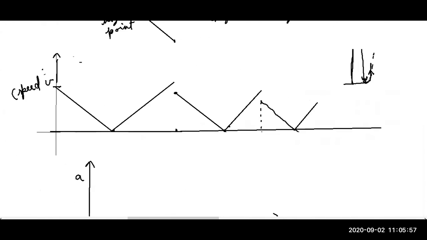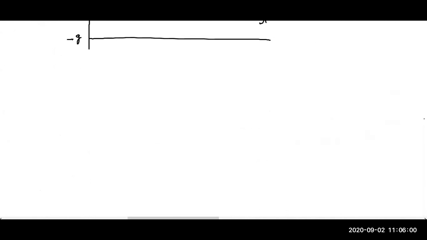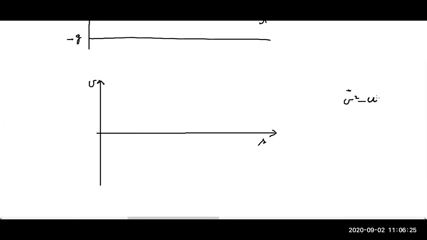Okay. One more graph we can draw is the displacement and velocity graph, the V-S graph. So how will the V-S graph look? We know that V and S are related by the formula V squared minus U squared equals 2AS. So V and S for a constant acceleration are related by a square relation, so they will not change linearly. And if you want to draw the graph, how will it look?